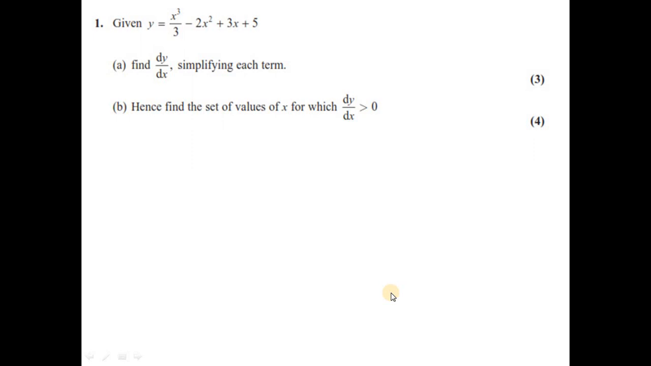Question number 1. Given y equal to x cubed by 3 minus 2x square plus 3x plus 5, find dy by dx, simplifying each term.